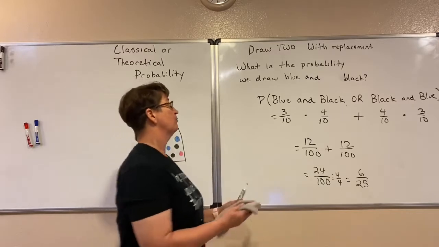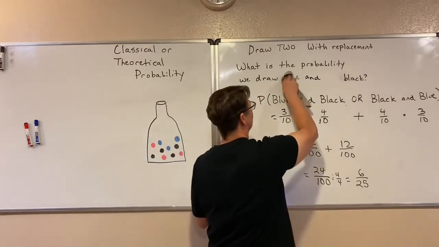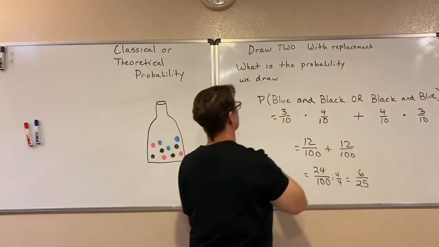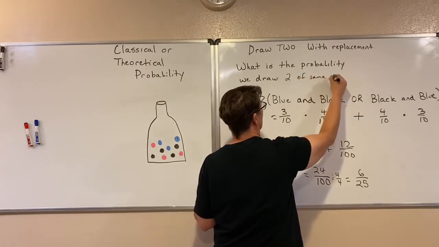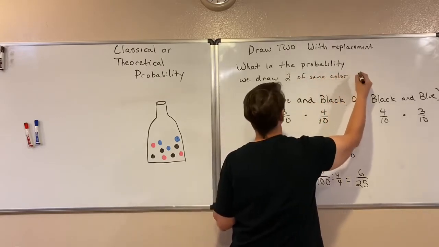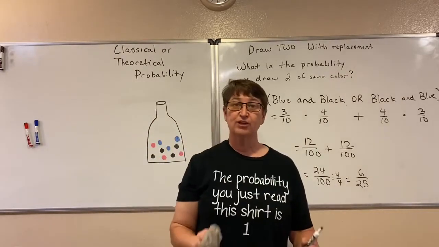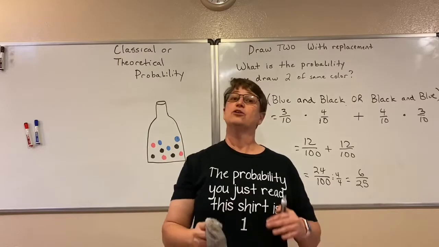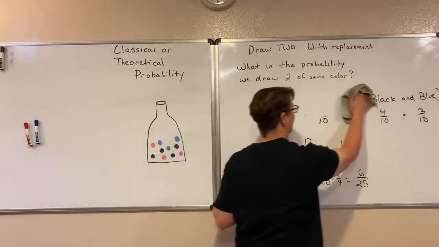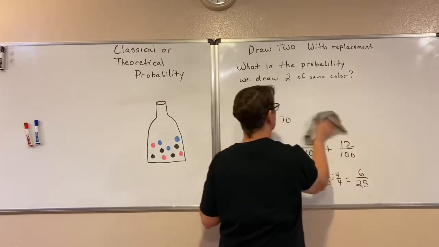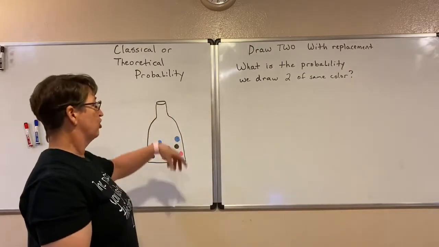Okay, let's do one more where we draw 2 with replacement. Let's this time draw 2 of the same color. And again, the first thing we want to do is put down words. And then we can worry about putting down numbers. But first, let's just get our minds wrapped around how we could draw 2 marbles that are the same color. So I'm going to draw 2 of the same color.